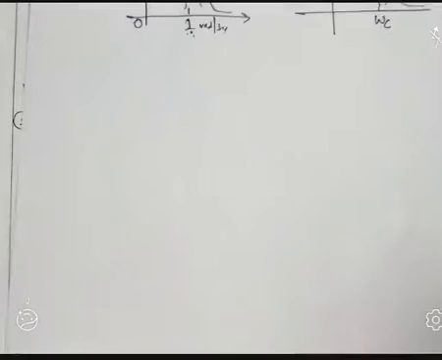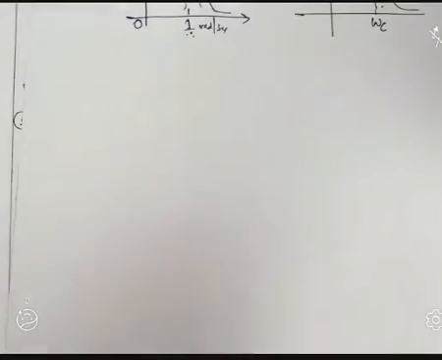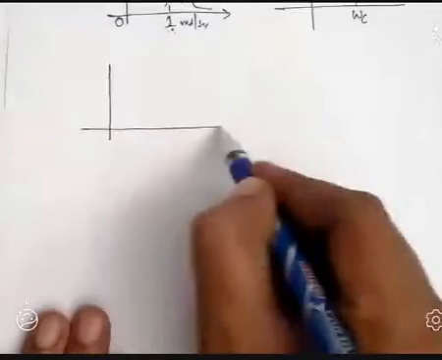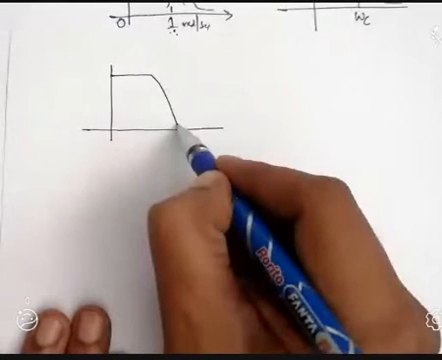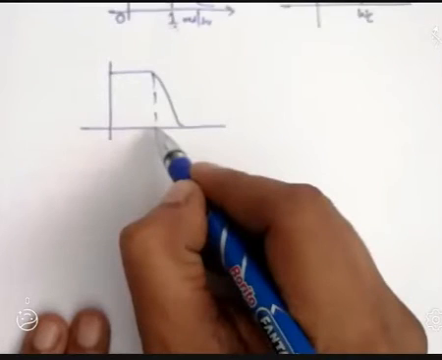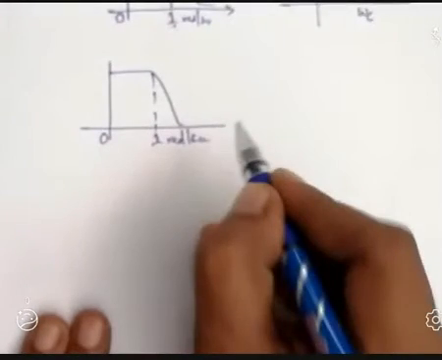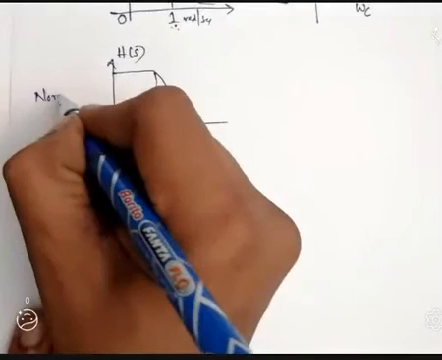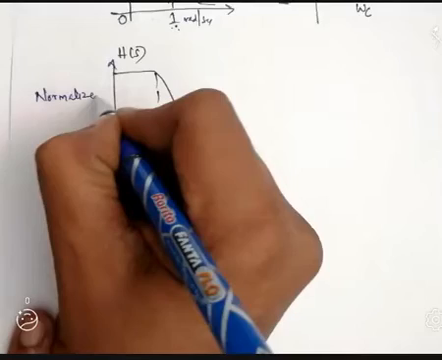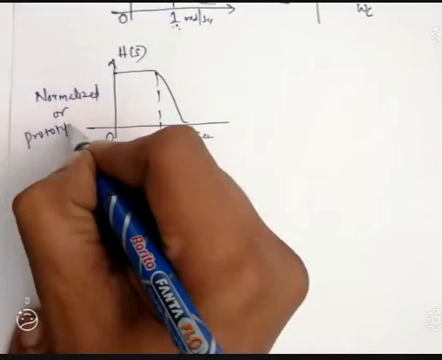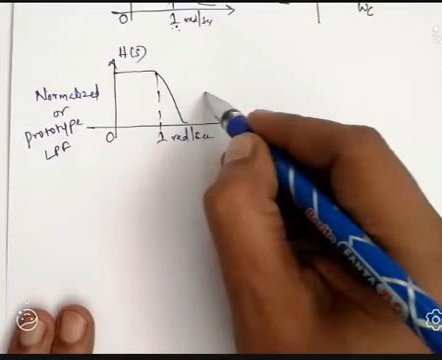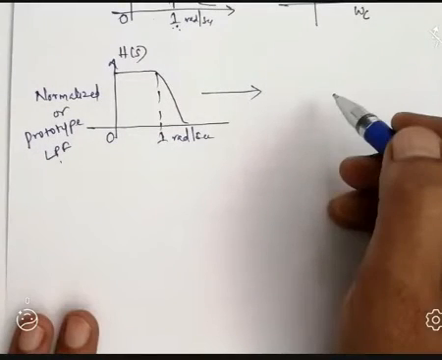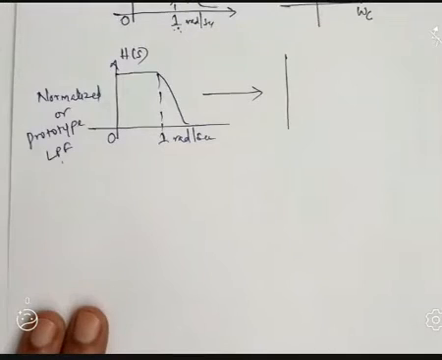So let us see this expression in terms of characteristics. How are we sketching? This is the normalized low pass filter, having the frequency 1 radian per second. This is the normalized or prototype low pass filter. What we are doing is transforming this normalized or prototype low pass filter to a high pass filter of desired frequency.